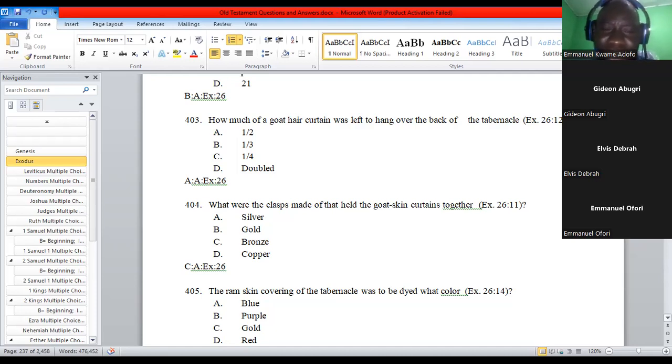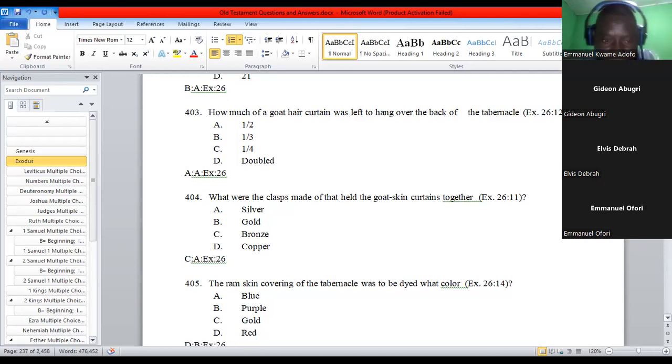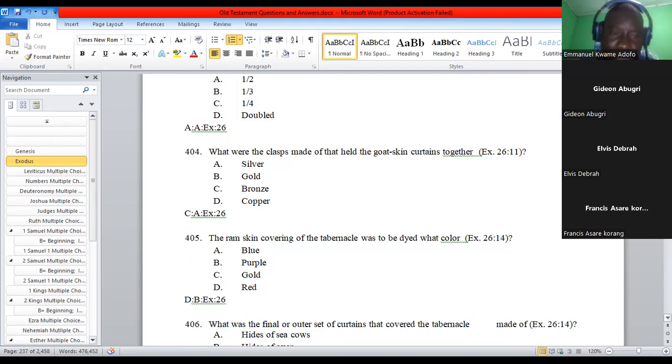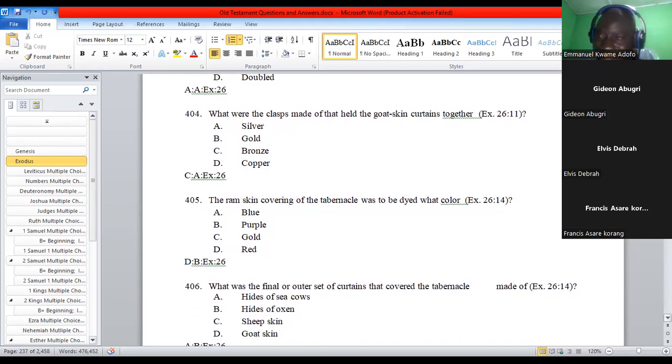The ram skin covering of the tabernacle was to be dyed what color? Red. Okay. What was the final or outer set of curtains that covered the tabernacle made of? What was it made of according to verse 14?